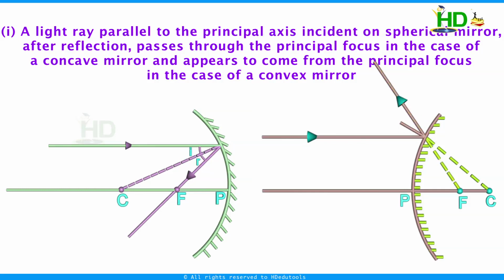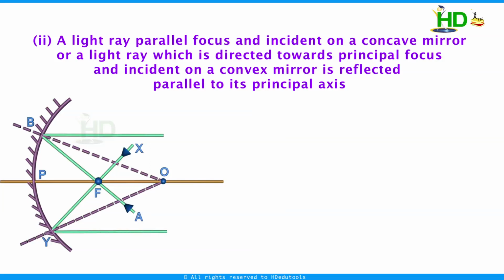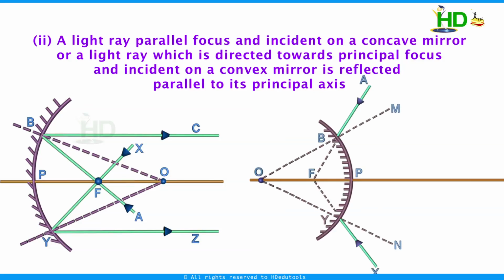This ray appears to be coming from this point, the principal focus, and in this case, the ray passes through the principal focus. If the light ray is passing through the principal focus when it is incident on this mirror, this is the normal. Here also the angle of incidence is equal to the angle of reflection. In this case, it reflects parallel to the principal axis. Similarly, in this case, this is the normal, the angle of incidence is equal to the angle of reflection, and in this case also it is parallel to the principal axis.